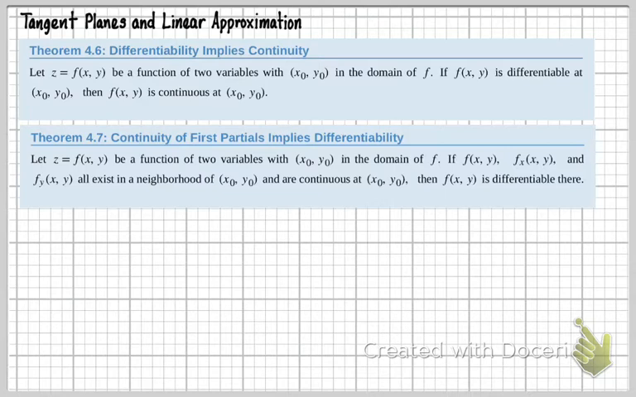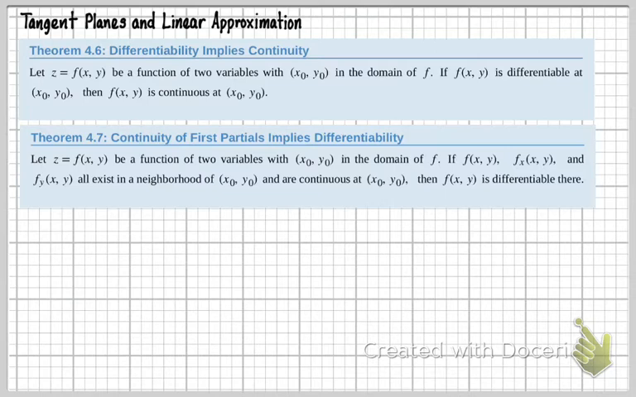It says, let z equal f(x,y) be a function of two variables with (x0, y0) in the domain of f. If f(x,y) is differentiable at (x0, y0), then f(x,y) is continuous at (x0, y0). So this simply says if the function is differentiable at a point, then it's continuous at that point.